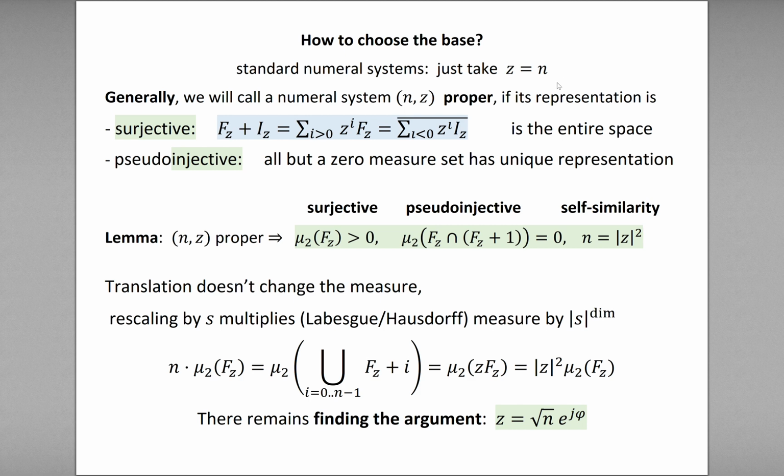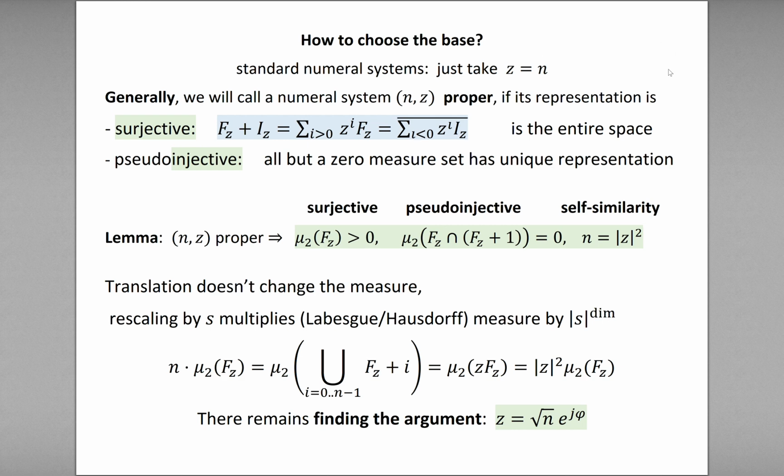So one question is simple: what is the modulus of Z? Here we will see that the modulus of Z should be the square root of n, and generally in higher dimensions it should be the dimension-th root of n. Because of the measure analysis, we can get a requirement for the absolute value of this base. However, for the argument part of this complex number, it's much more difficult. So I will discuss it later.